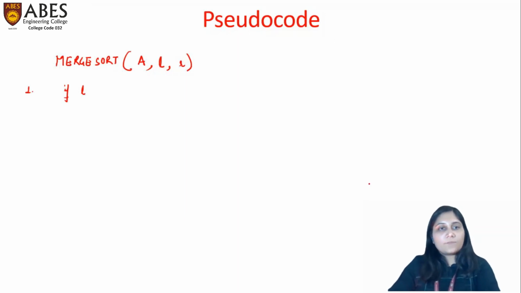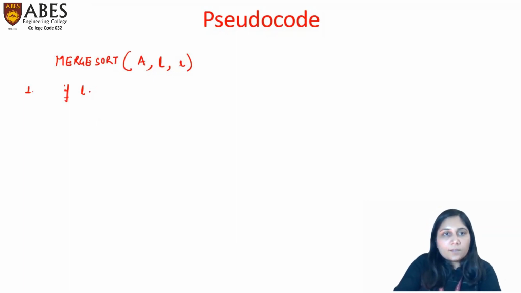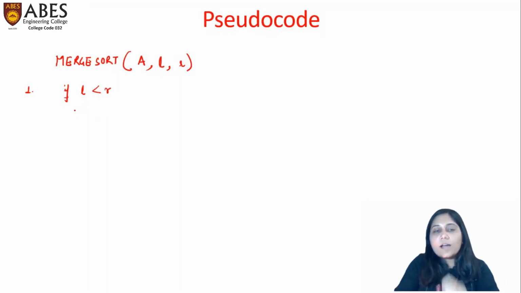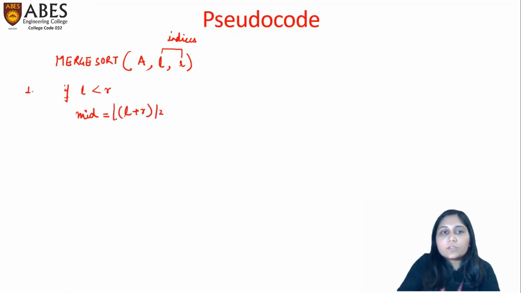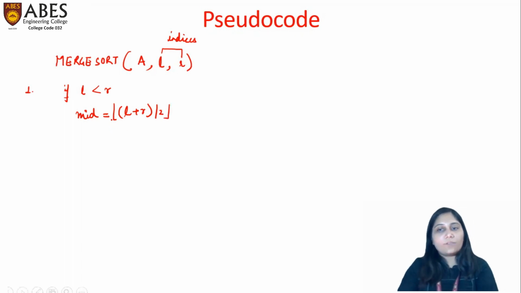So this will work as long as left is less than right, because we have two endpoints for this. Suppose I am writing left less than right. Then, to go for merge sort, we have to calculate a mid index. Please remember that I am talking about indices, not values: left and right indices. If this condition is true, then mid is L plus R divided by 2, taking the floor value. Whatever the minimum value is, suppose it is 2.5, then we take 2.